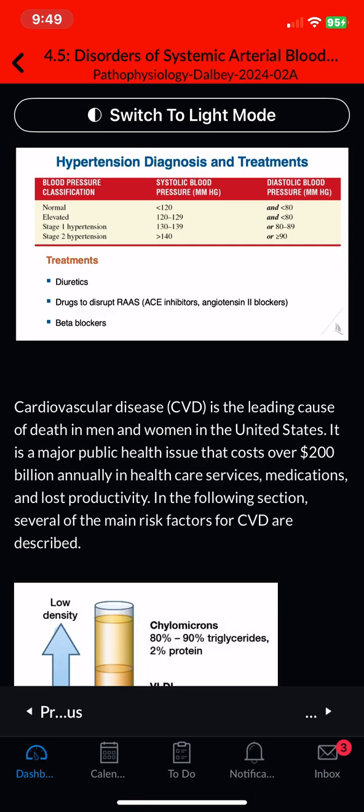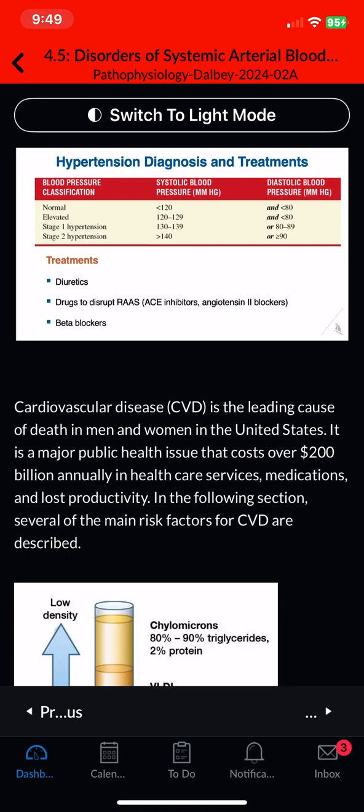So there are different stages of hypertension based on the actual systolic and diastolic measurements, and they have varying levels of severity and treatment options. Hypertension is treated with drugs aimed to decrease water and salt in the body and thereby decrease the blood volume and blood pressure. Diuretics work to increase urine excretion.